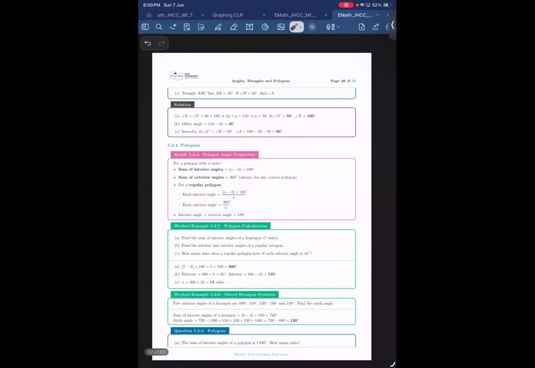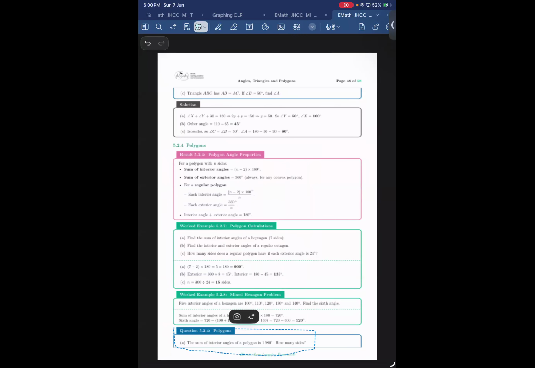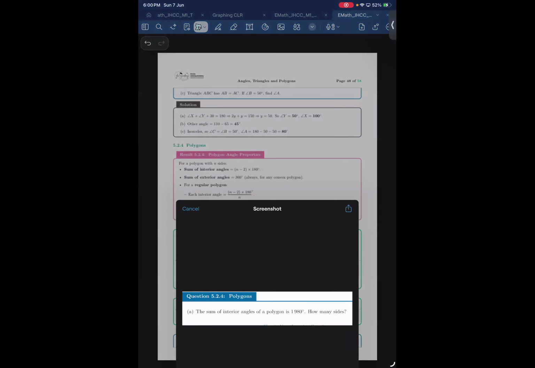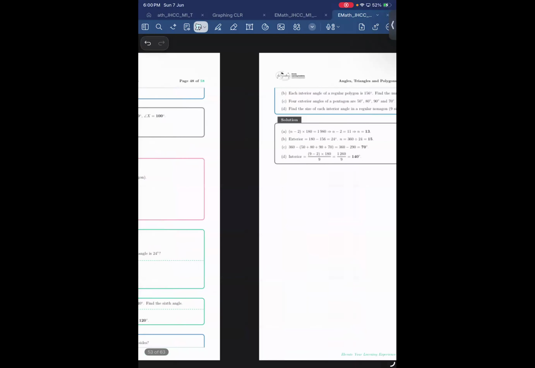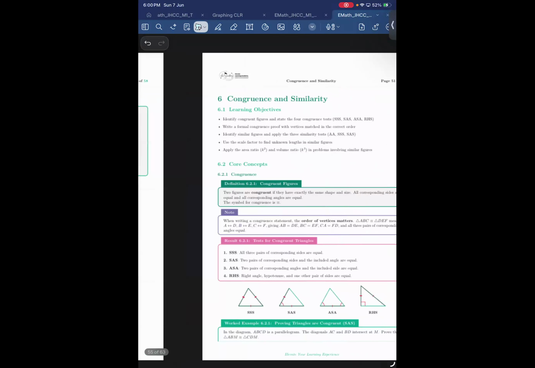Then this one, of course I don't have time for you to attempt this, but let's go through it quickly. After this we can end the lesson. Next lesson we will carry forward with congruence and similarity.